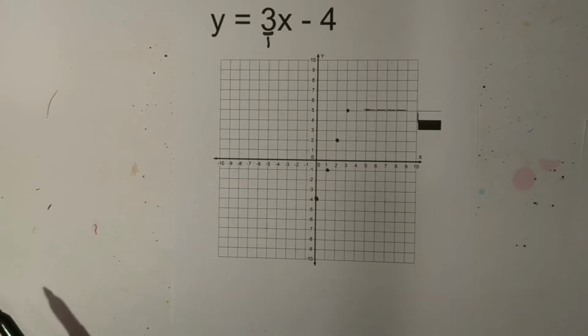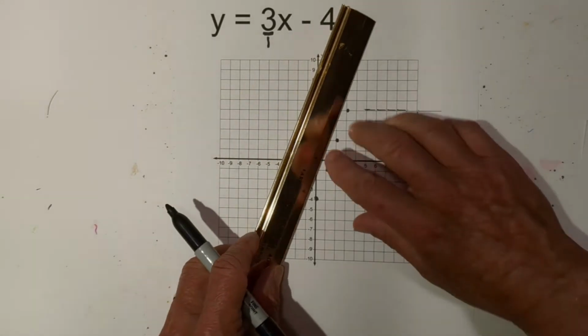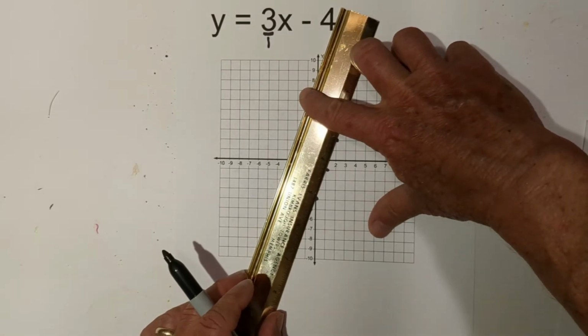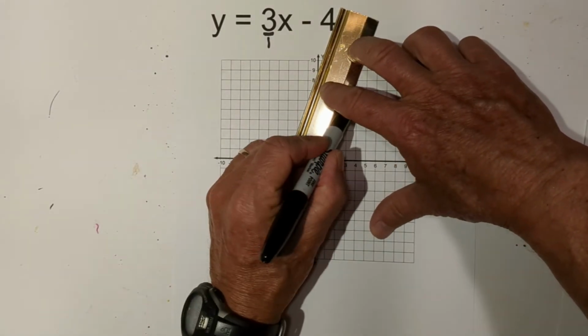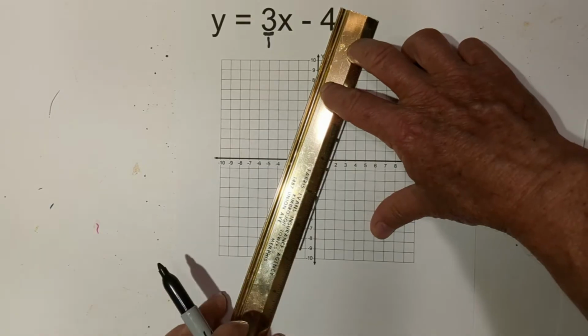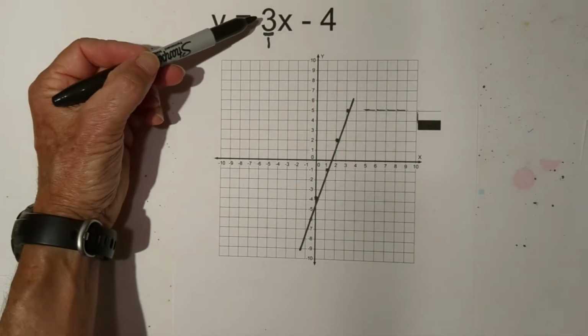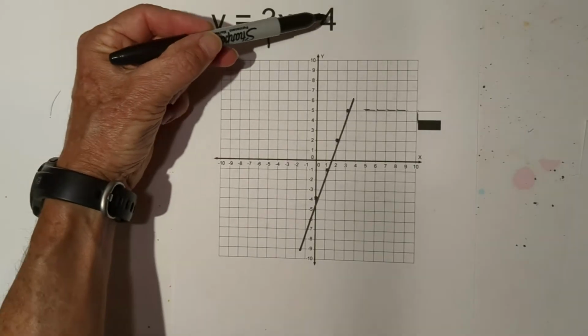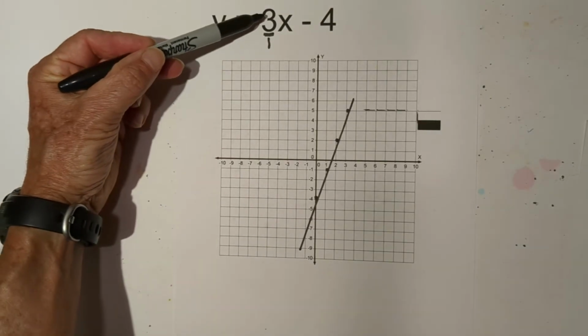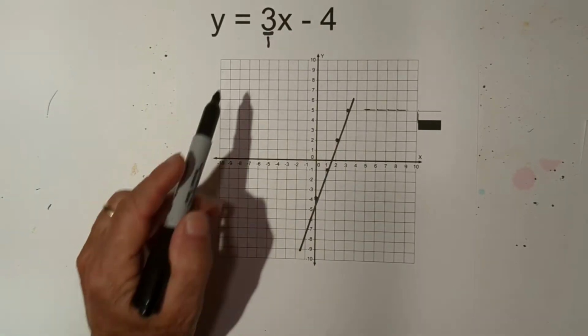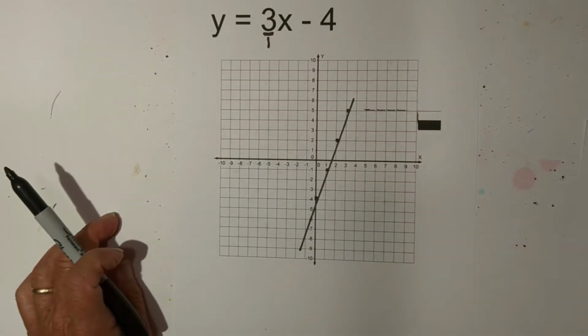Then what you can do is go ahead and draw a line, okay? And you have your line, okay? So there's example 1. As a recap, remember, this is your slope, this is your y-intercept. If you have a whole number, place it over 1, and then start putting your points.